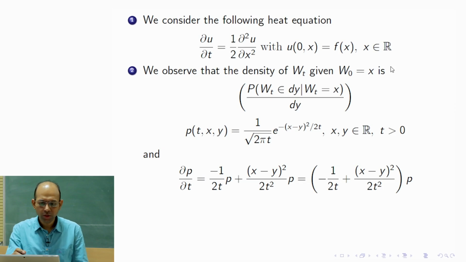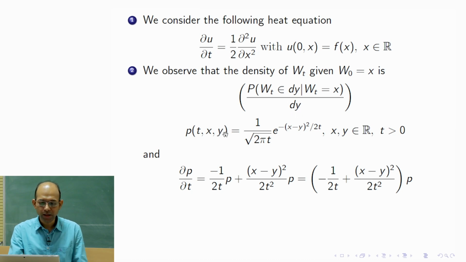Here we observe that the density of Wt, the Brownian motion, is given by a probability density function. That is how we find the probability density function. The probability density function is nothing but the Radon-Nikodym derivative of the law with respect to the Lebesgue measure, and that is Pt of x, y. Why? Because we fix t, we fix x, and the Radon-Nikodym derivative is a function of y.